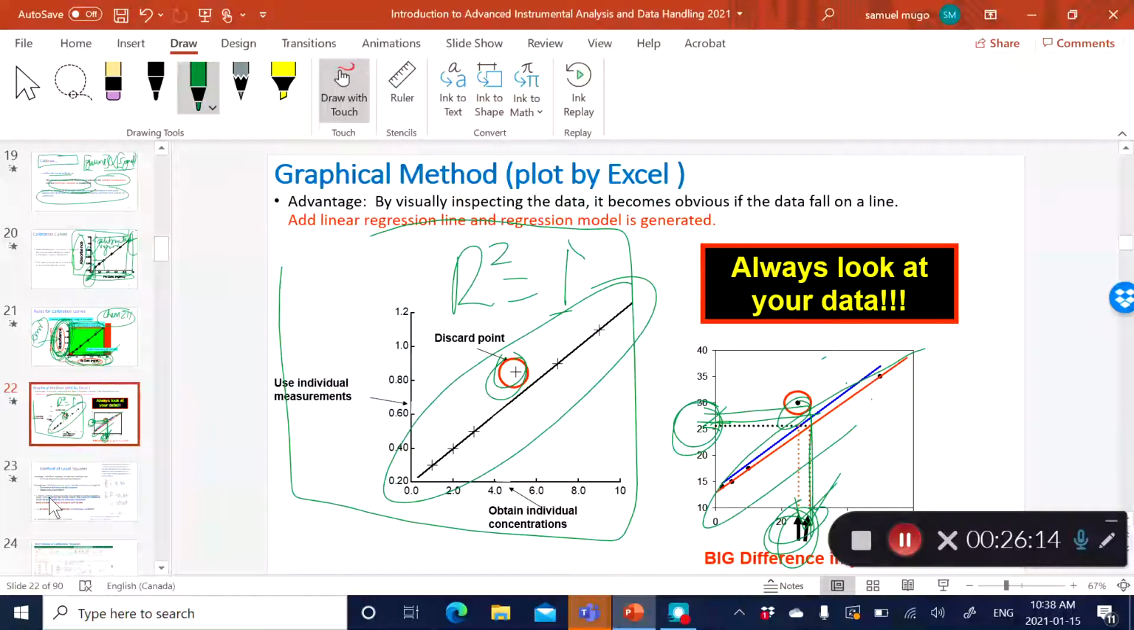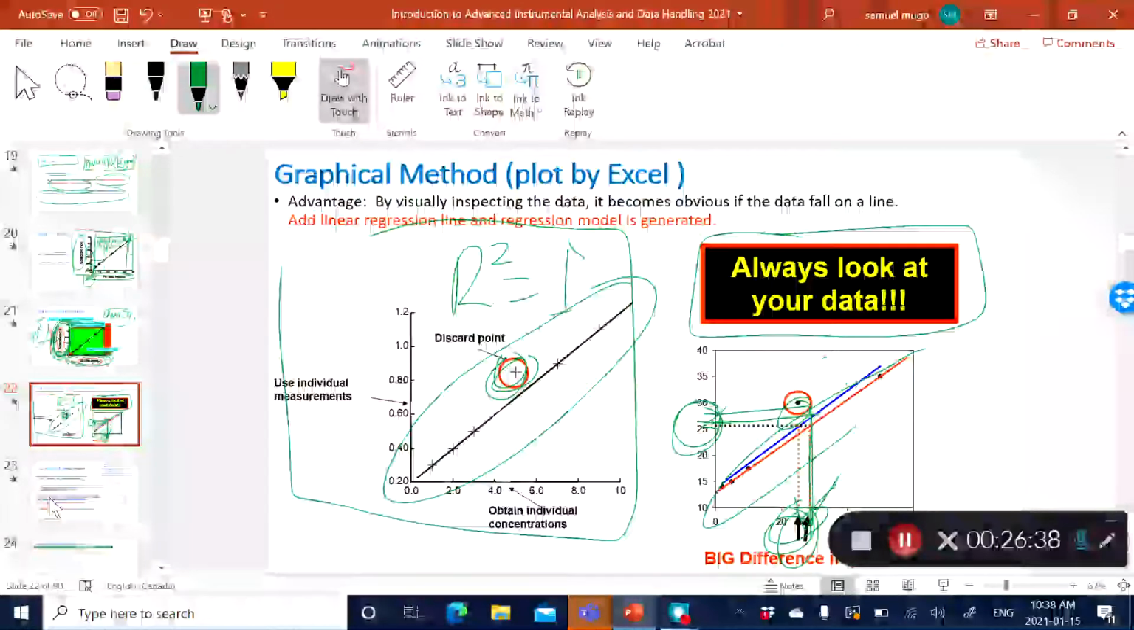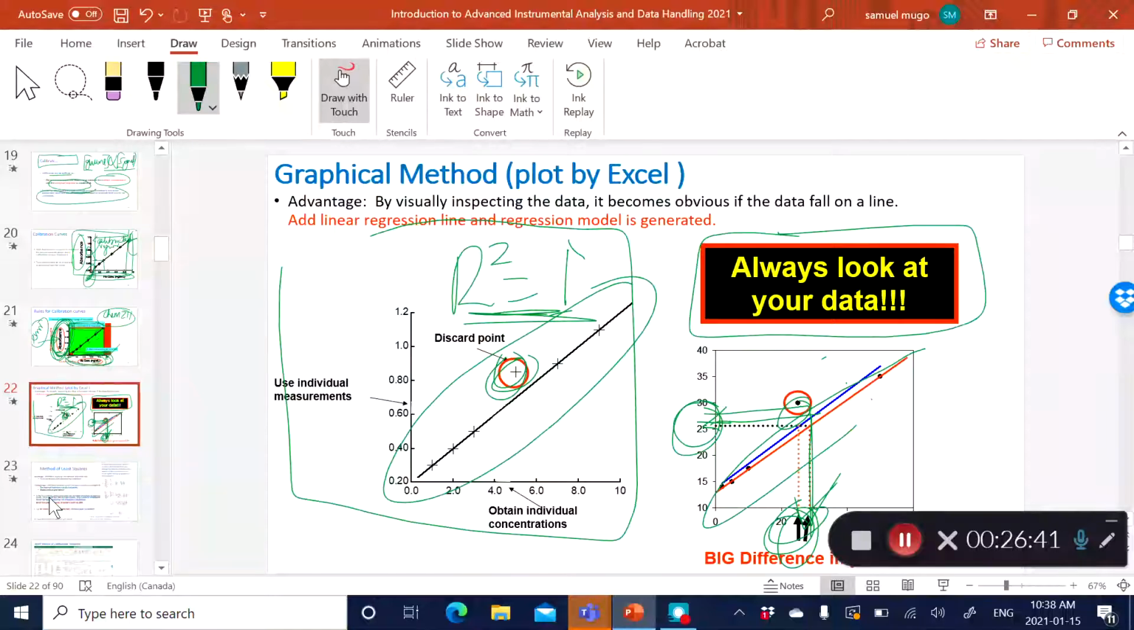So I'm saying all this to emphasize the need for you to always look at your data, just to check if at all there are any outliers, and see what you need to do about that outlier, using the methods that I'm going to show you, the Q-test, the Grubbs test, and so on. I'm going to talk about that in the next slide. Always look at your data for your calibration to make sure you've got the best possible linearity, which is quantified using the regression coefficient. It should be very close to 1.